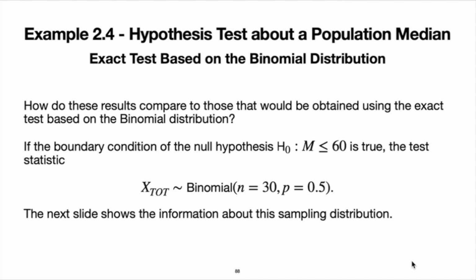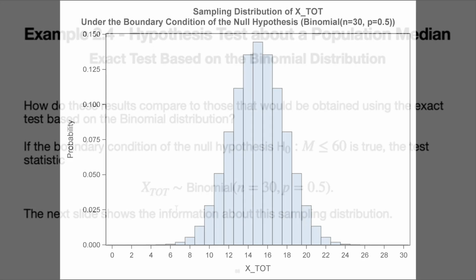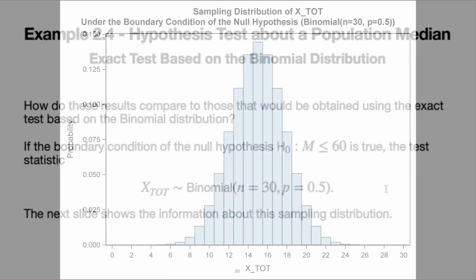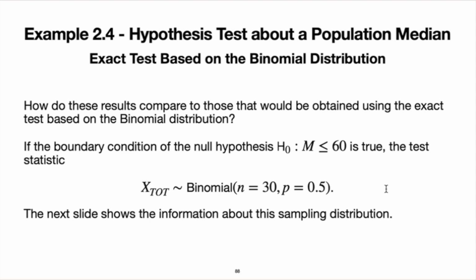So how do these results compare to those that would be obtained using the exact test based on the binomial distribution? Well, let's go through that process. Let's perform the test using the exact sampling distribution, the binomial distribution, and compare the results. If the boundary condition of the null hypothesis is true, then as we know, the test statistic EXST will have a binomial distribution with n equal to 30, which is the sample size, and success probability p equal to 0.5. So that is the exact sampling distribution, the exact reference distribution to use for this test. The next slide shows information about this sampling distribution.